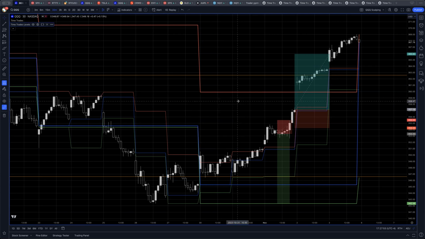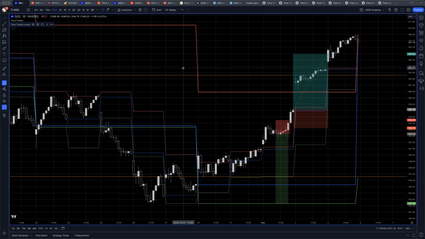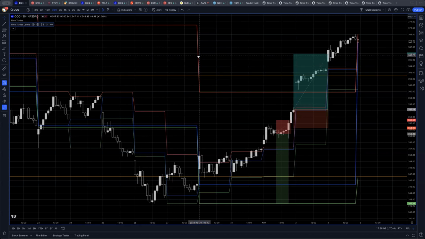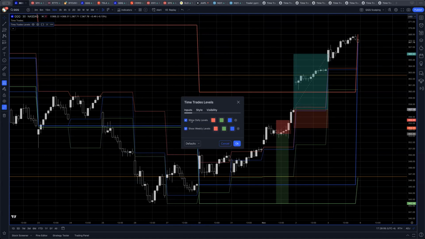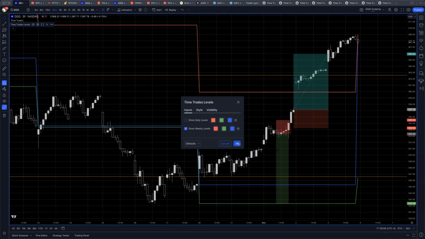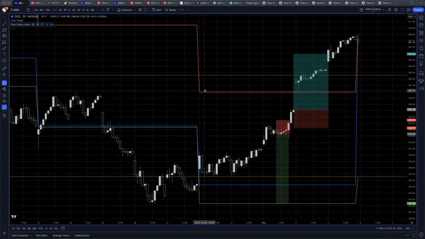So let's just walk you through what's going on here. Okay, so this is the Q's 30-minute chart, and we've got two sets of lines on here. So let's just go through it one by one. The most important ones are the weekly levels, okay? So these are the thick lines.